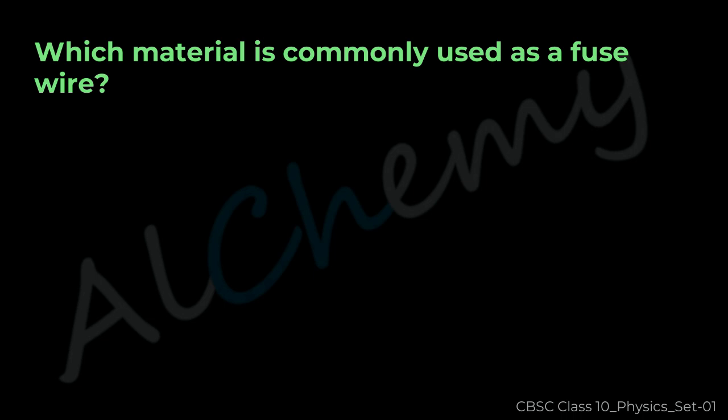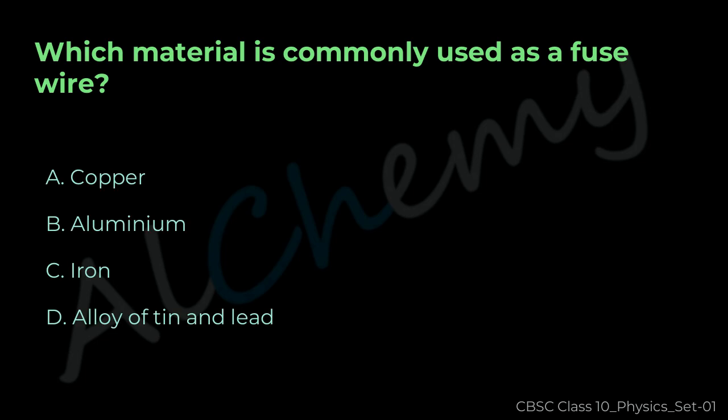Joule. Question 5. Which material is commonly used as a fuse wire? A. Copper. B. Aluminium. C. Iron. D. Alloy of tin and lead. The correct answer is D. Alloy of tin and lead.